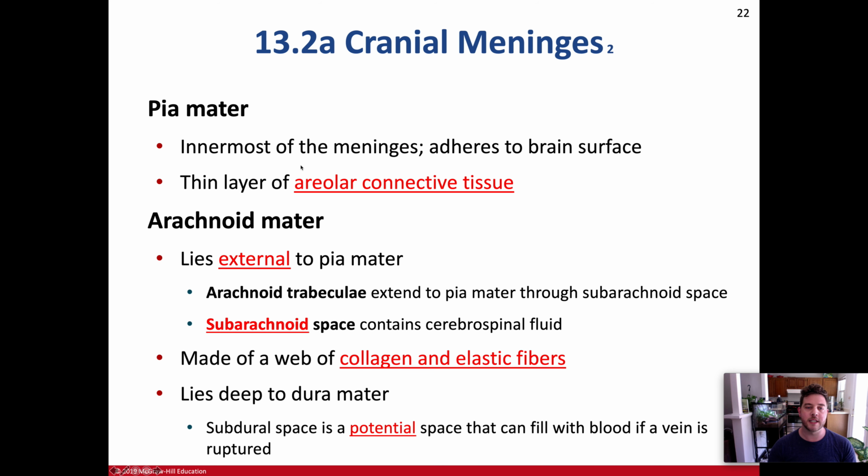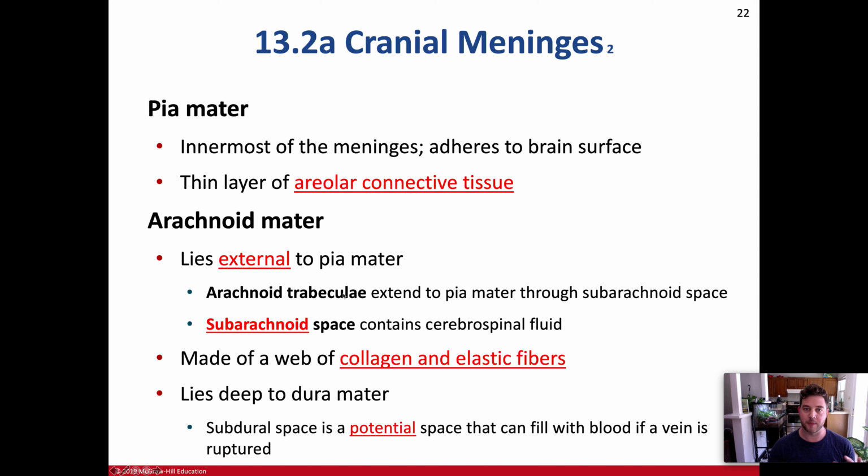The pia mater is the innermost of the meninges. It adheres to the brain surface, so it is completely continuous with the surface of the brain. It is a thin layer of areolar connective tissue. The arachnoid mater lies external to the pia mater. So if you think your pia mater is directly attached to your brain, this is slightly more superficial, is your arachnoid mater. It has what are called arachnoid trabeculae.